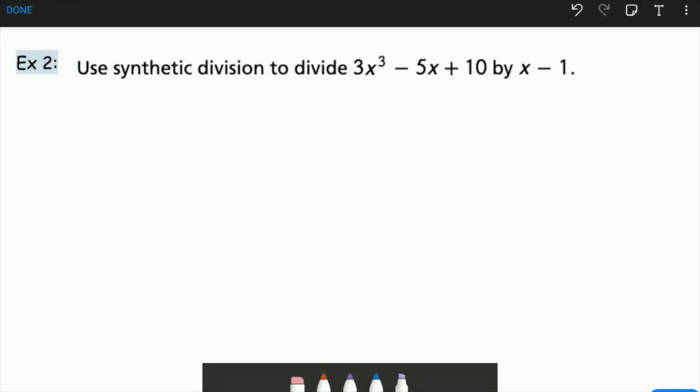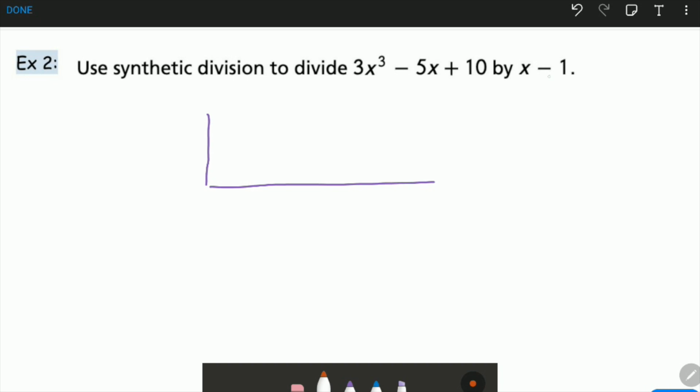Okay, in this example, we're going to do synthetic division to divide the polynomial 3x to the third minus 5x plus 10 by the factor, or the expression, x minus 1. So I'm going to again go through the process, and I'm going to have a little bit less hecticness. Last example, I had a lot of craziness going on because I wrote some extra stuff down.